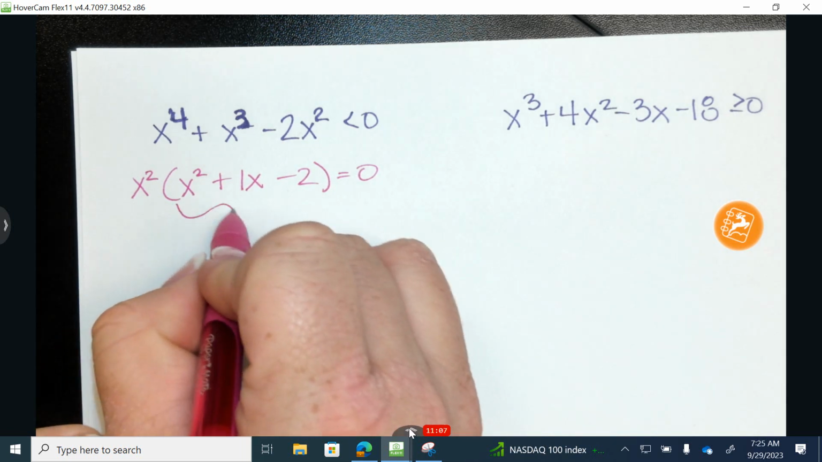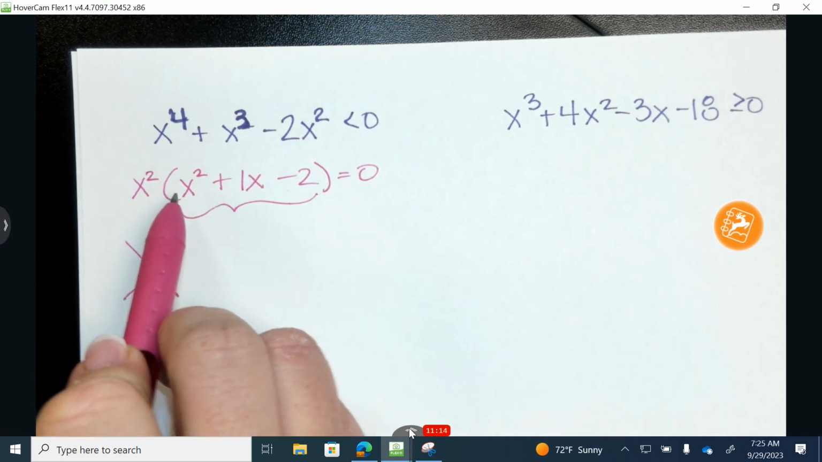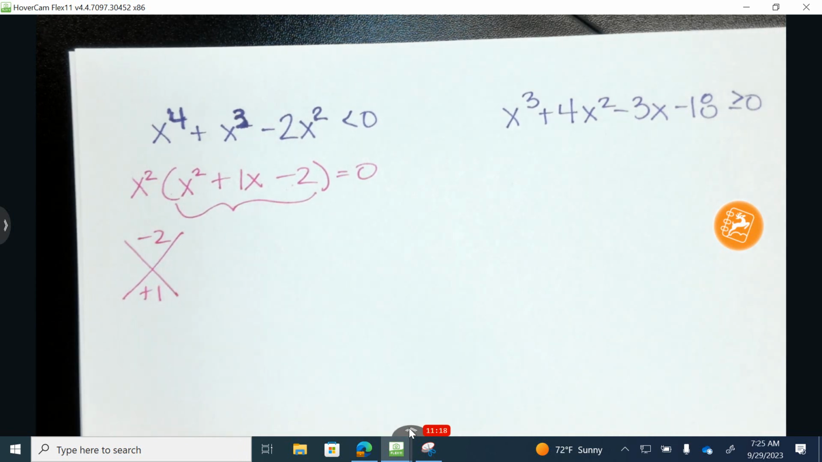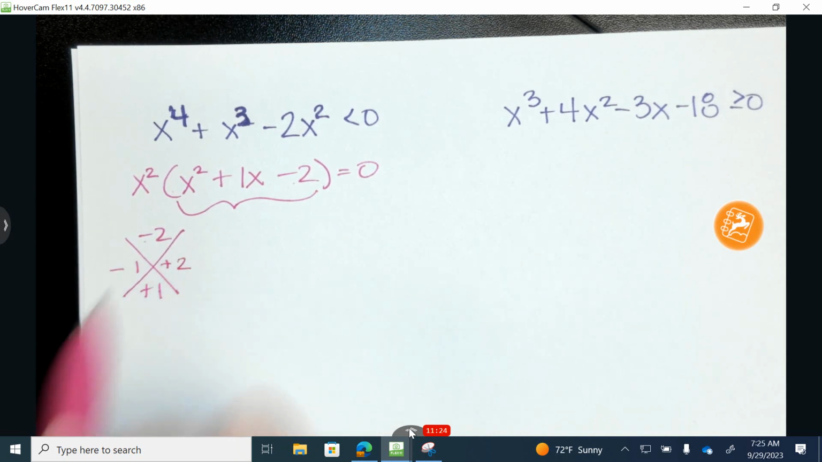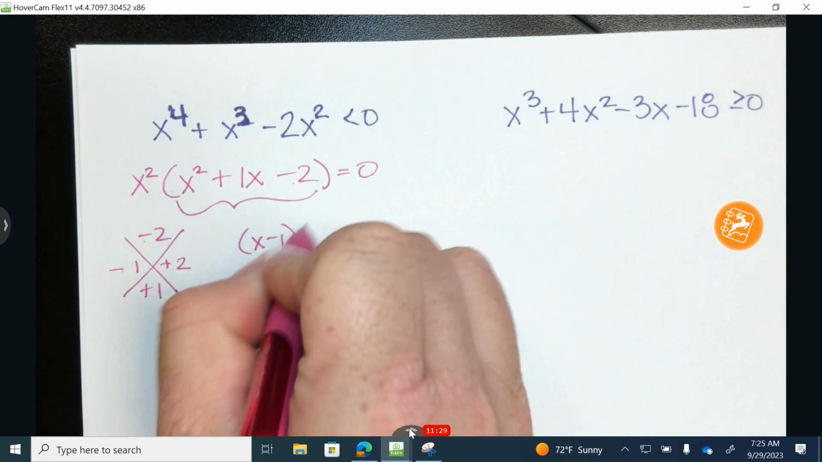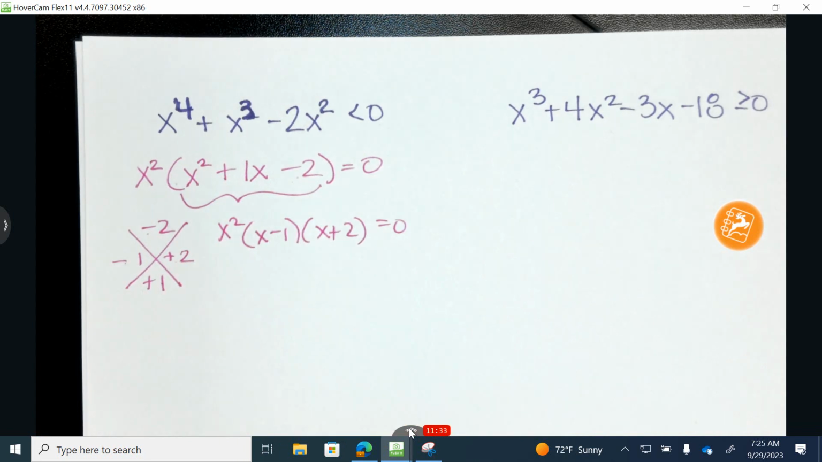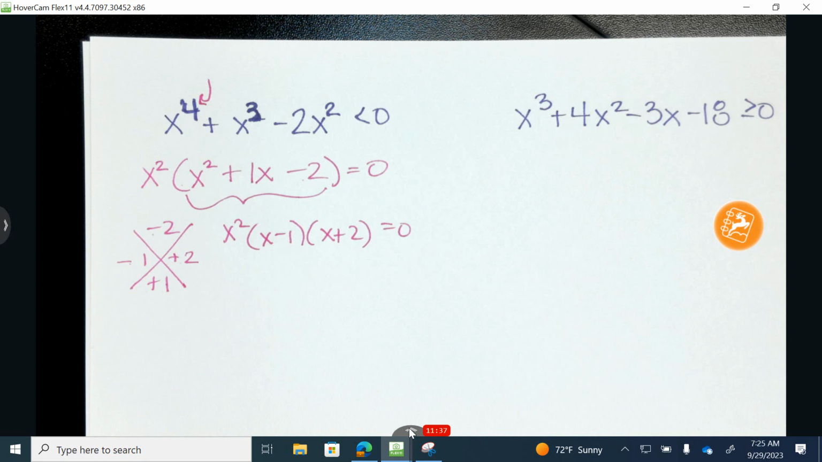Now, I'm going to take this trinomial, and let's see if it's factorable. Okay, is it factorable? So I'm going to take 1 times negative 2 and 1 on the bottom. What multiplies to equal negative 2 and combines to give you 1? Well, they're different signs. The larger is positive. So 2 and negative 1, let's see, multiplies and combines. That works. So x minus 1, x plus 2 equals 0. So don't forget about the x squared out front. So I should have 4 answers.